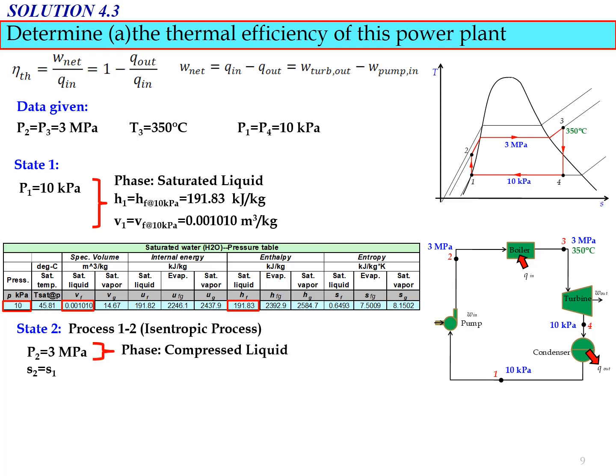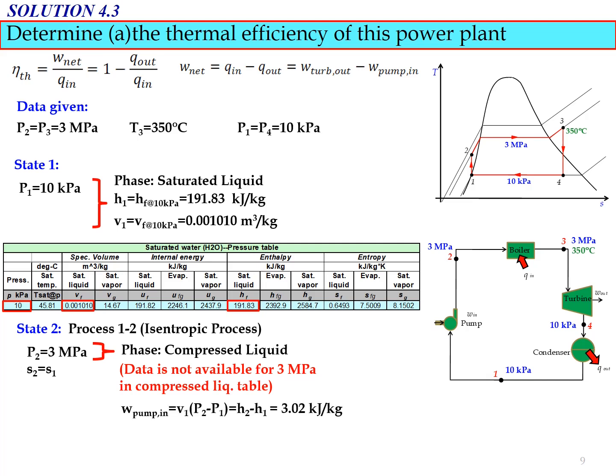And we know that after the compression process, the water condition will be compressed liquid. However, data is not available for 3 megapascal in the compressed liquid table, so we cannot use the compressed liquid table. So we need to use the formula that we have learned, where W pump in, or W in, equal to V1 multiplied by P2 minus P1, equal to H2 minus H1. So by using this equation, we can determine the value of H2. Okay, so W in, if we substitute the value of V1 and P2 minus P1, W in will be equal to 3.02 kilojoule per kg.